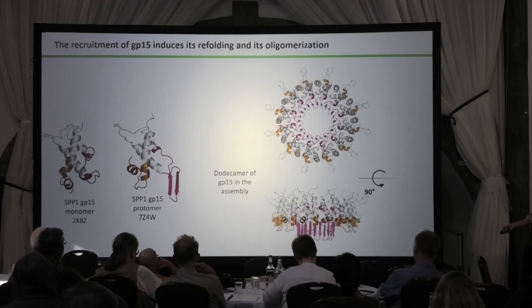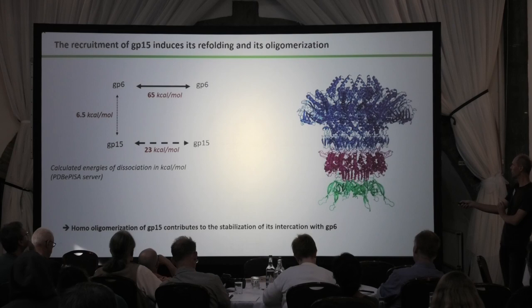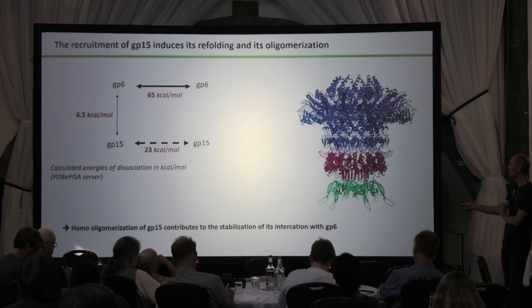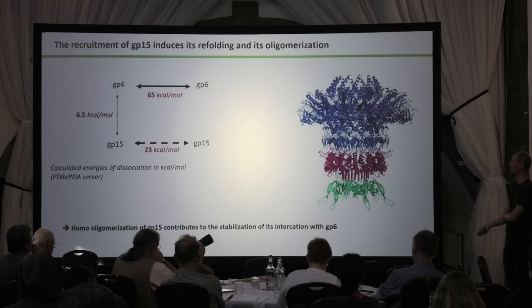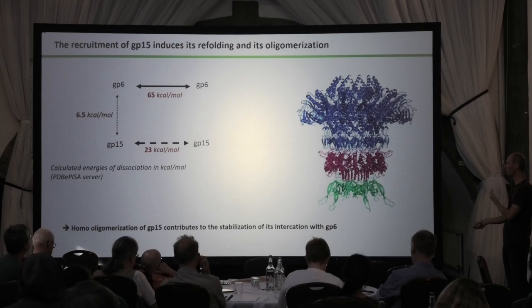Of course, if we look at the interaction between GP6 subunits, we have a very strong interaction, which is not surprising. But if we look at the interaction between GP6 and GP15 subunits, we only have about 6 to 7 kilocalories per mole, which is extremely small. That's typically an interaction that is extremely unstable and would be very transient. And if we look at the interaction between GP15 subunits, we have something that is much stronger and probably much more stable. What does it mean?